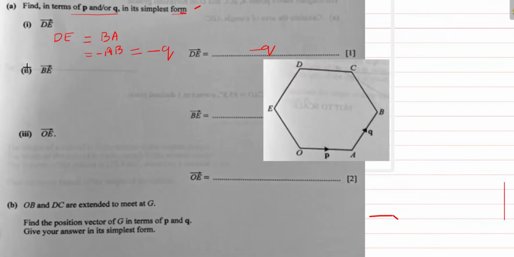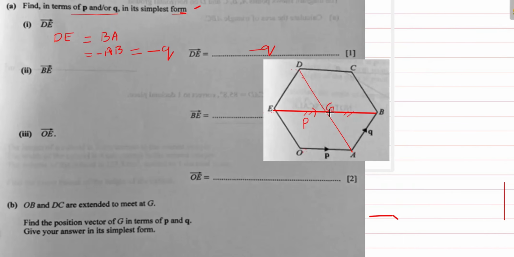Next, second part of part A, find the vector BE in terms of P and Q. This is the vector BE, and we have to calculate this vector. Look here. This is the symmetrical line of this regular hexagon. We draw another symmetrical line of the hexagon, DA. Both symmetrical lines bisect each other. And this point we name it as G. And therefore, the length of OA equals the length of EG. And look here, EG and OA are parallel. Therefore, EG will be equal to P.